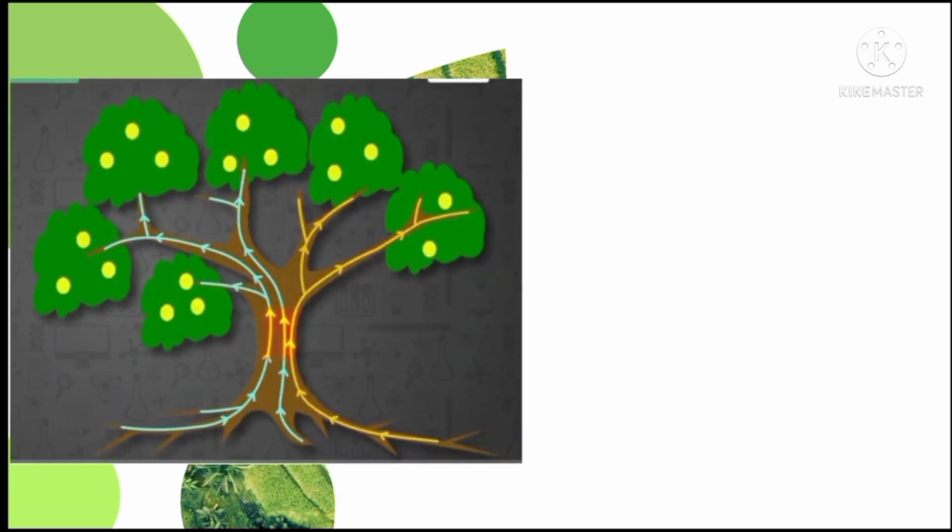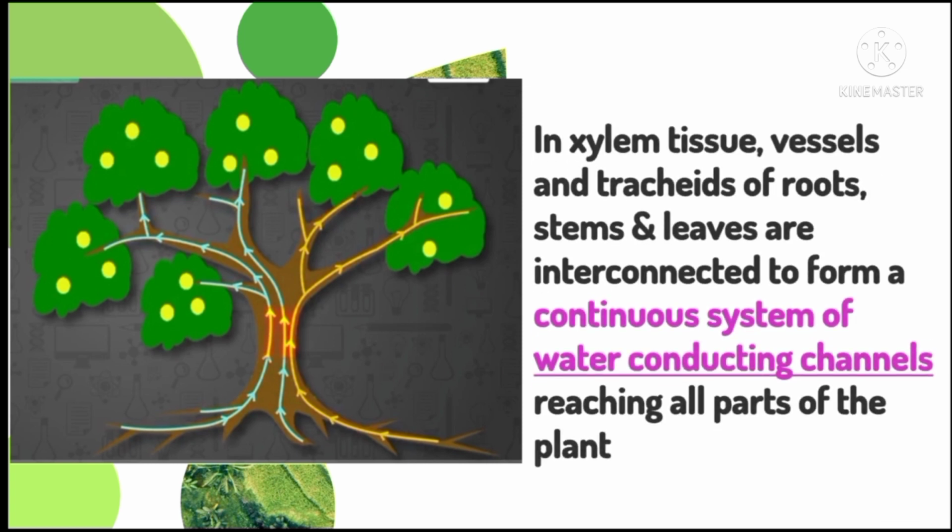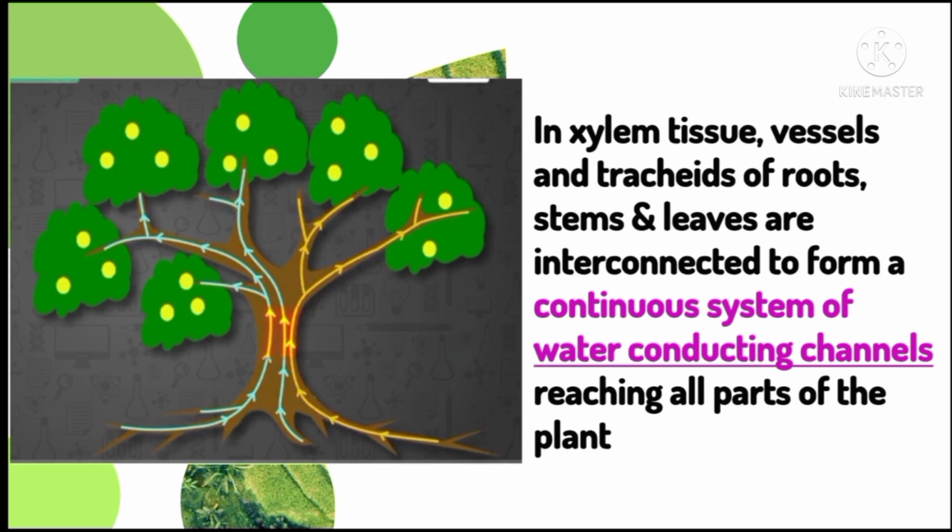In the same way, the root is a reservoir of water and the water is supplied through the xylem tissue, which interconnects leaves, stems and roots, forming a continuous system of water conducting channels. So by this, water is transported to all parts of the plant. So through the continuous system of water conducting channels, the water is transported to every part of the plant.